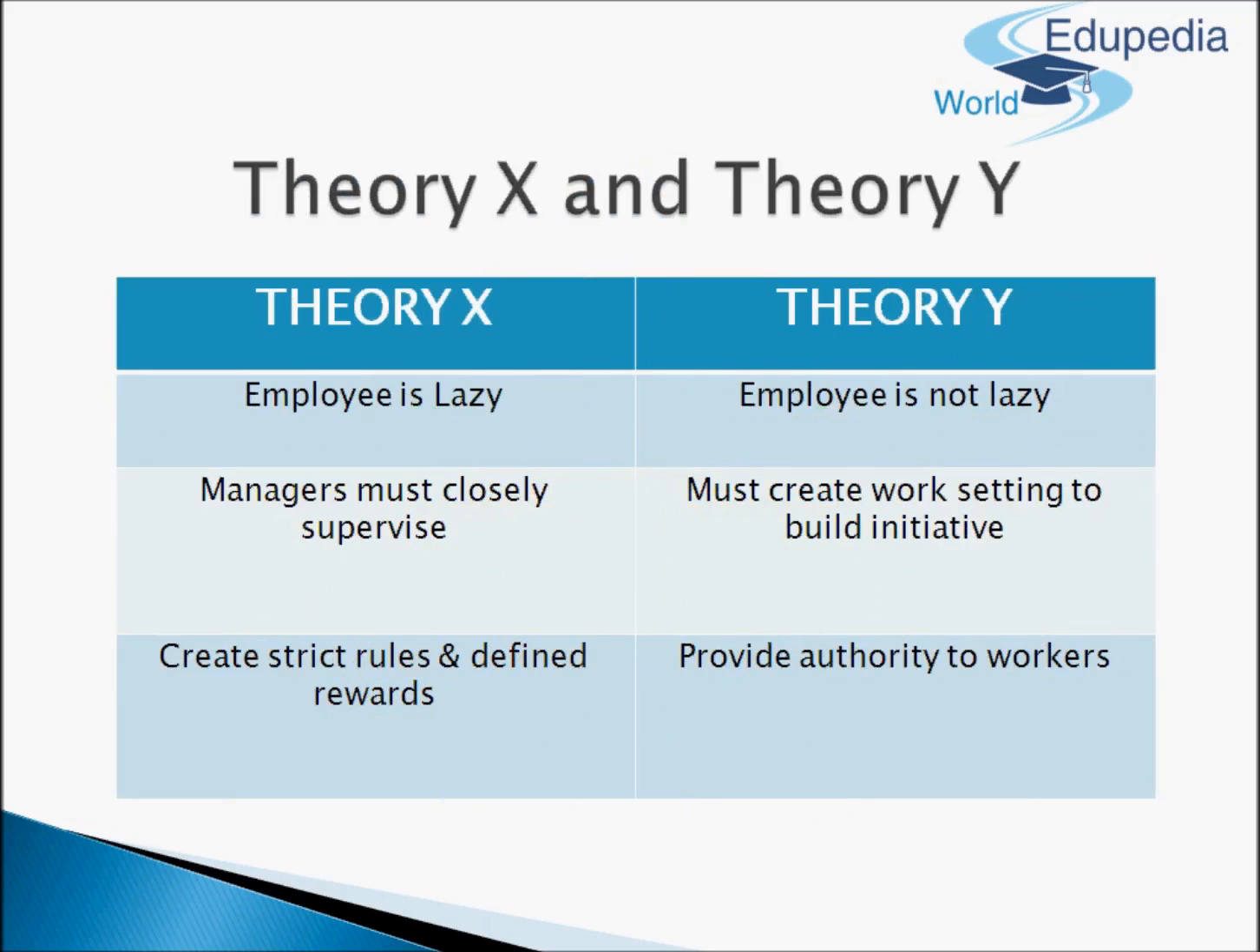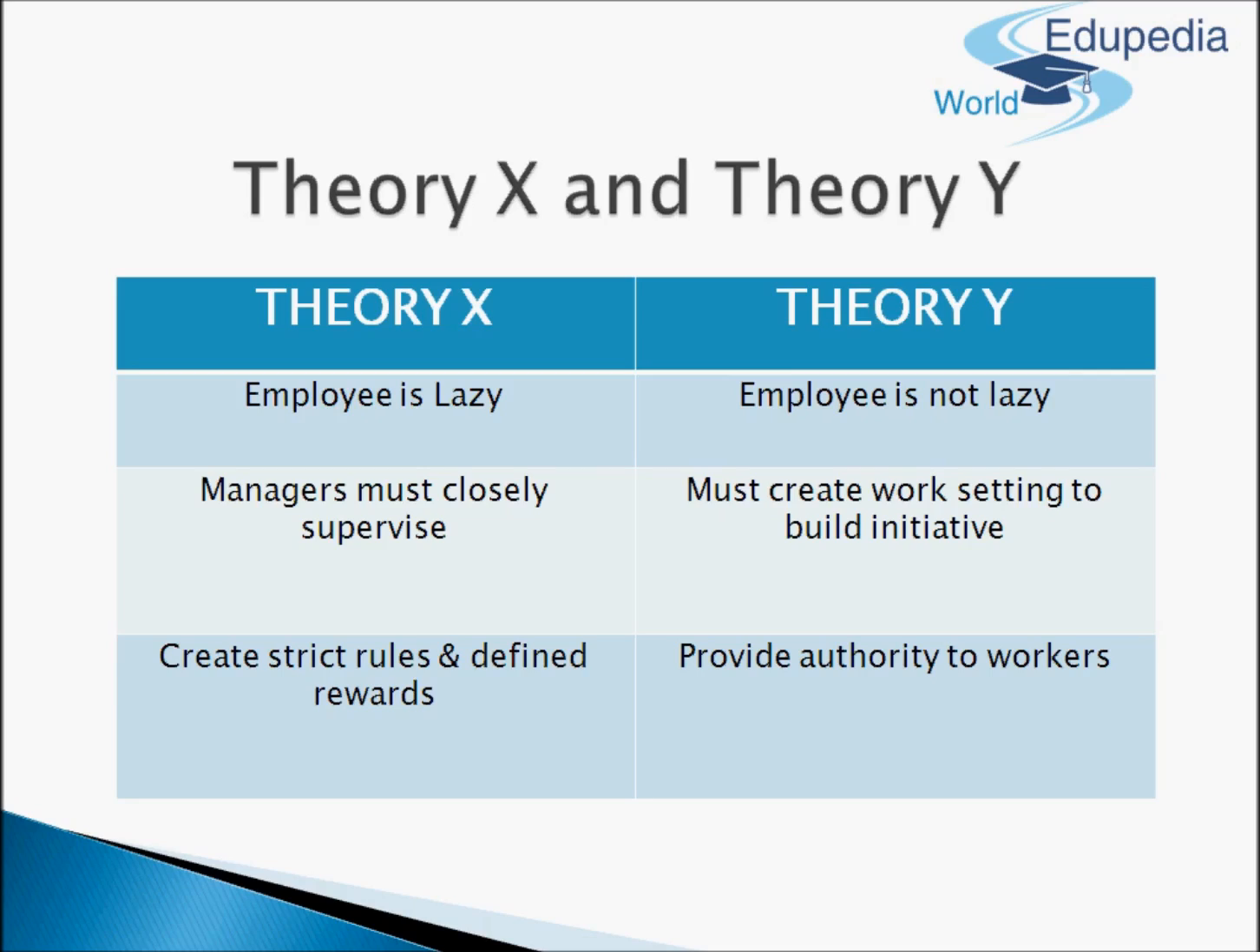Now let us understand the next theory, McGregor's theory X and theory Y. McGregor says that some people, for them theory X is applicable, which believes that employees are lazy and they are to be closely, strictly supervised. They do not want to work basically. So theory X will require even pushing them.